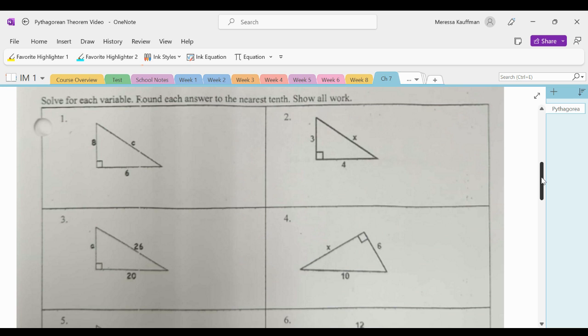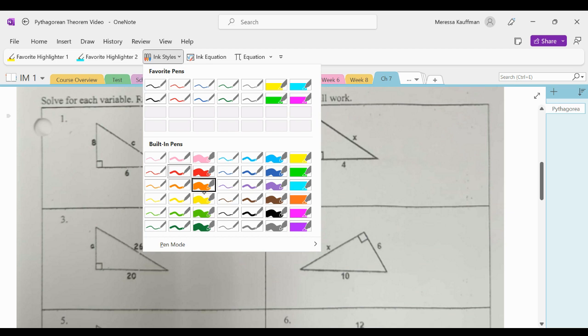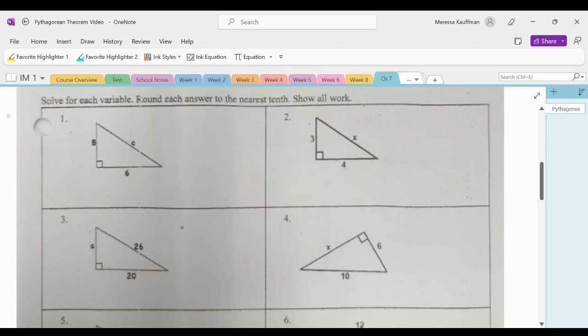All right, so I'm going to do a few more with you just so that you know that you've got this down. Let's change the color just for fun here. Let's do it in green. Okay, so what is my formula for the Pythagorean theorem? A squared plus b squared equals c squared. So instead of an a, I have an 8 squared plus my other leg, which is 6 squared, is equal to, well, they just give me c for my unknown, c squared.